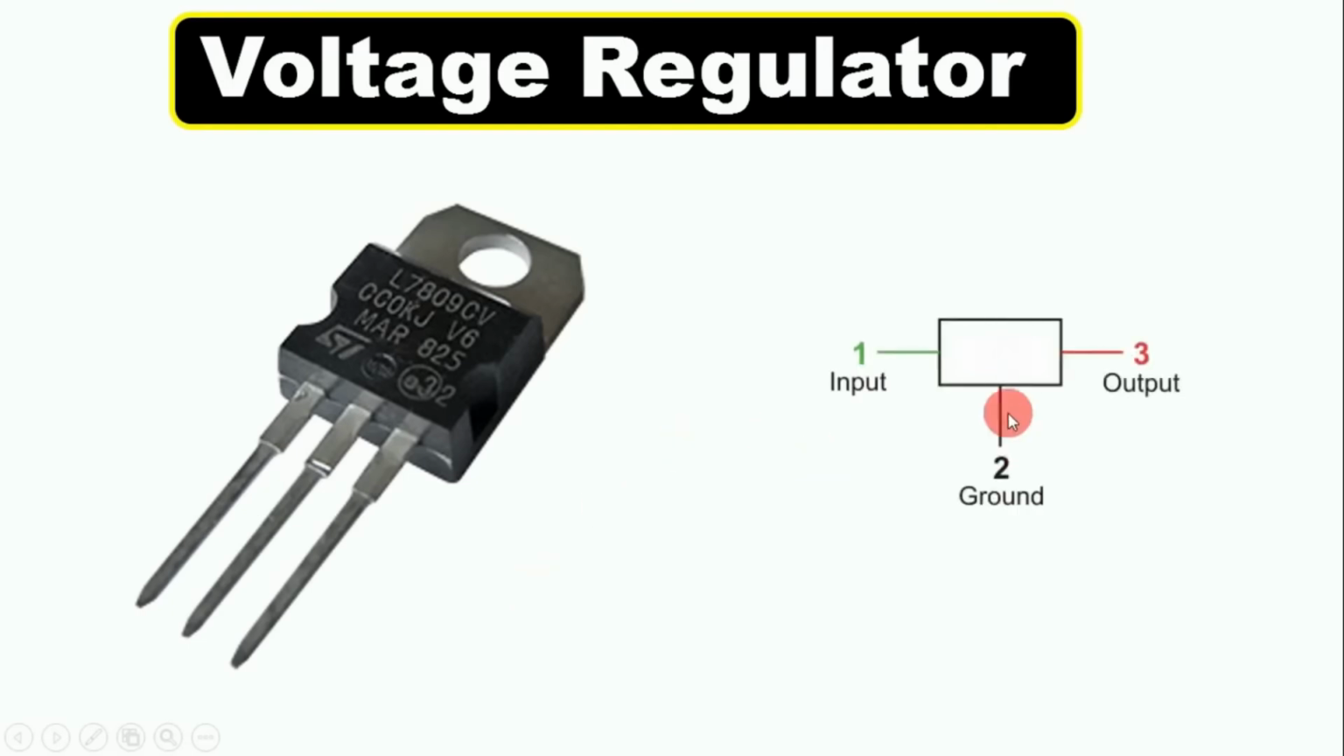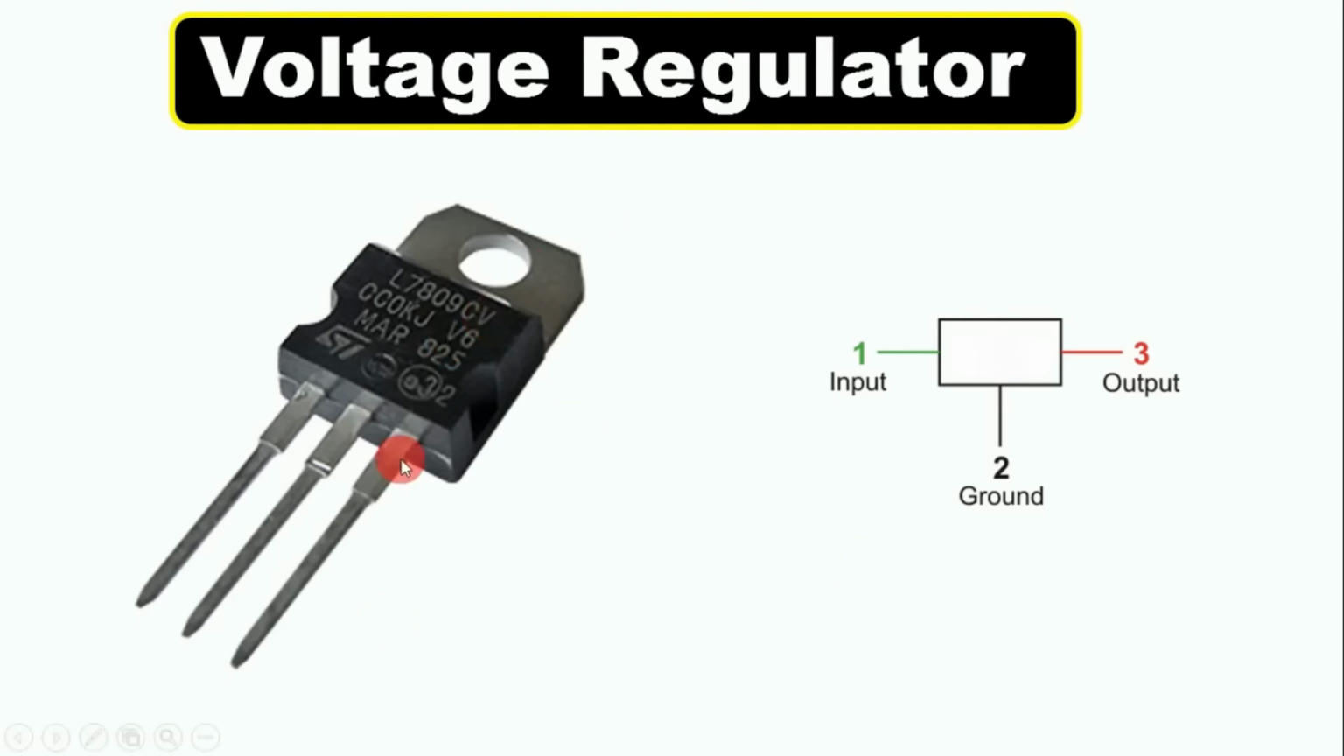The symbol is made like this. In this voltage regulator, there are three terminals. Among these three terminals, one terminal is for input, the second one is for output, and one terminal is for ground. We use a voltage regulator in a circuit where we want constant voltage in the output. That is, if you want to drop voltage in a circuit, then there you can use a voltage regulator.